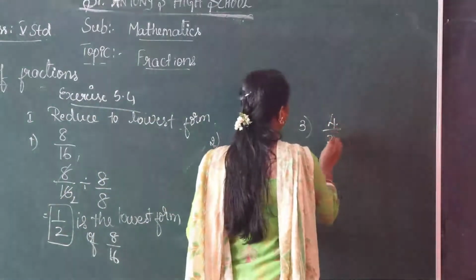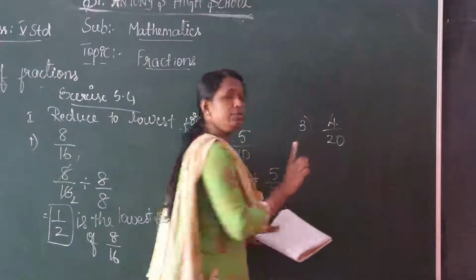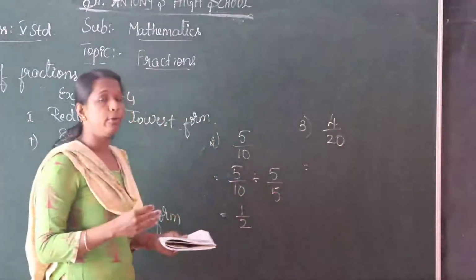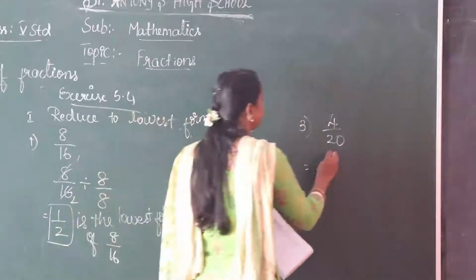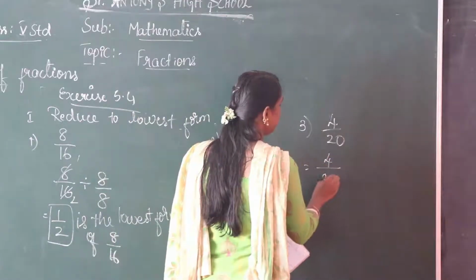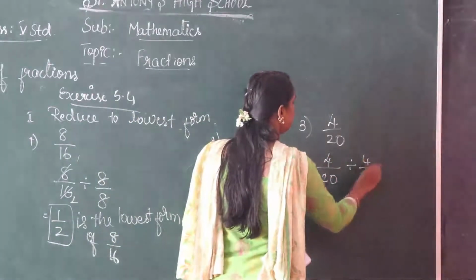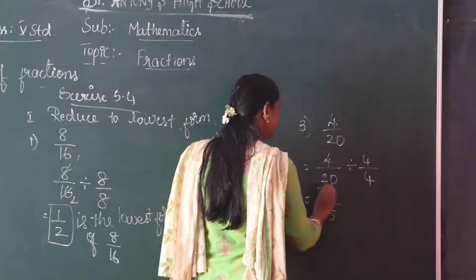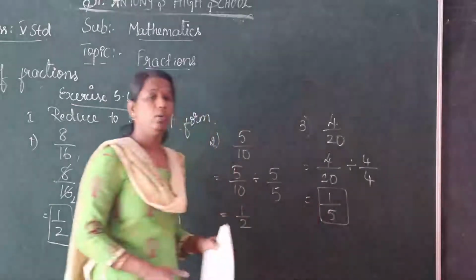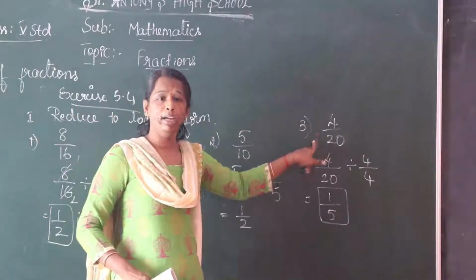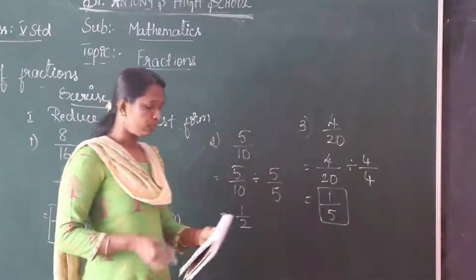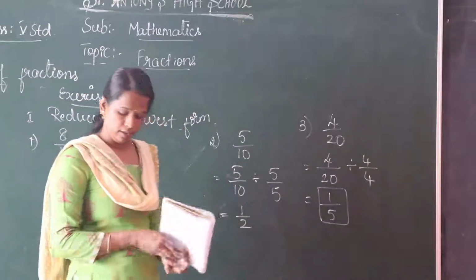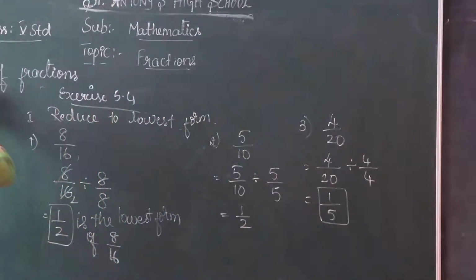4 by 20. So it's in the fourth table. 4 ones are 4, 4 fives are 20. So divide both numerator and denominator by 4. 4 ones are 4, 4 fives are 20. Here 1 by 5 is the lowest form of 4 by 20. Clear? So some more sums are here.